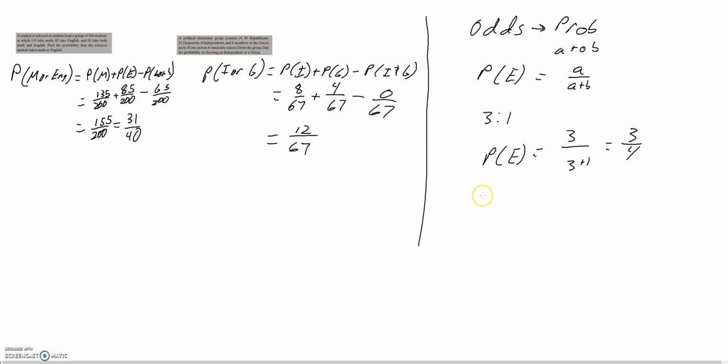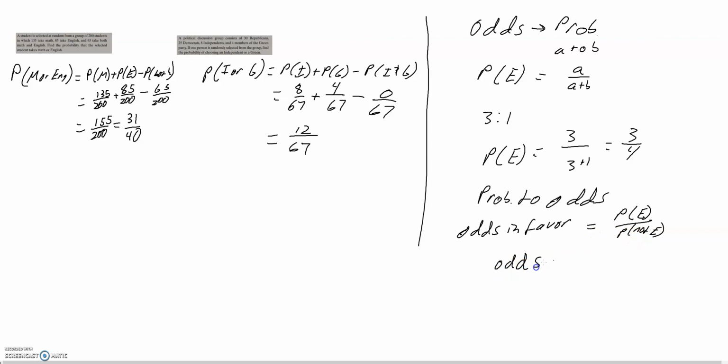Okay? Now the other direction is, how can I go from probability to odds? Well, to do this, we're going to discuss the odds in favor and the odds against. So to find the odds in favor of something to occur, this is the probability of E, so that the event happens, divided by the probability of not E. Okay. Similarly, the odds against, that could be found by just the probability that the event does not occur over the probability that the event does occur.